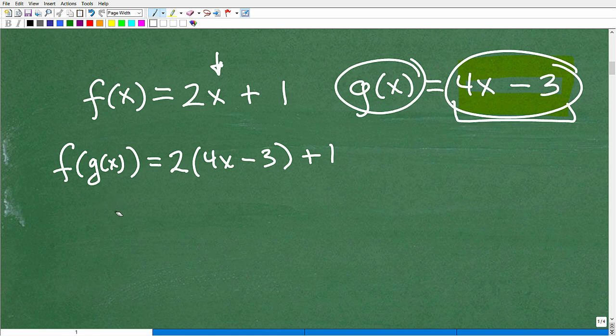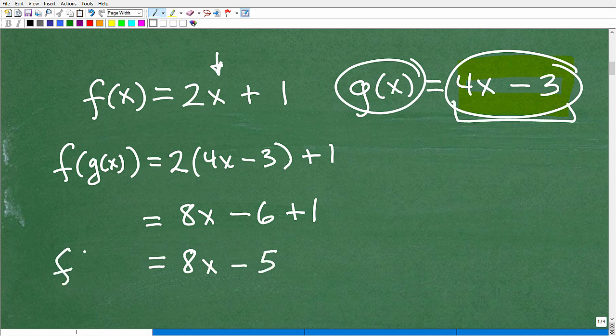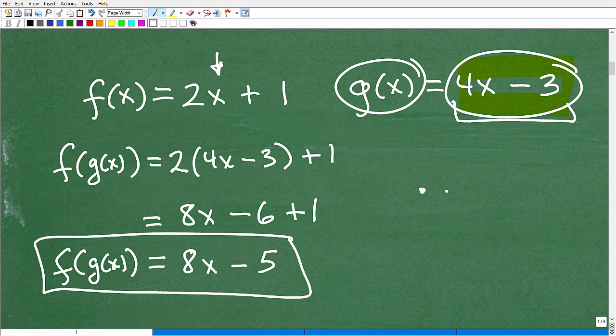All right, so now it's just a matter of simplifying this using our outstanding algebra skills. So 2 times 4x is 8x, and 2 times negative 3 is negative 6, plus 1. So I get 8x minus 5. So f of g of x is 8x minus 5. And there you go. And now we can give ourselves a happy face.